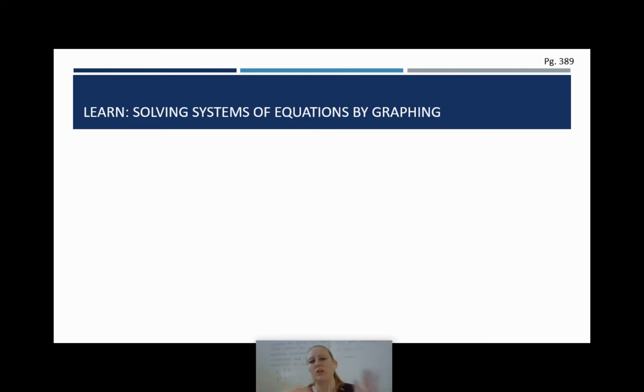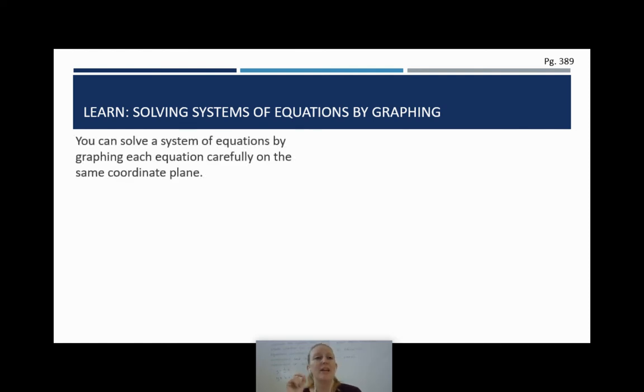In the meantime, we're starting off on page 389 in our Reveal book that we're piloting. And we're going to solve our system of equations by graphing them. So instead of just saying it has one solution, infinite solutions, no solution, if it has one solution, we're going to say what that solution is. You can solve a system of equations by graphing each equation carefully on the same coordinate plane. And you do want to be careful. That's why we're going to use graph paper and a straight edge, to keep these things nice and precise.